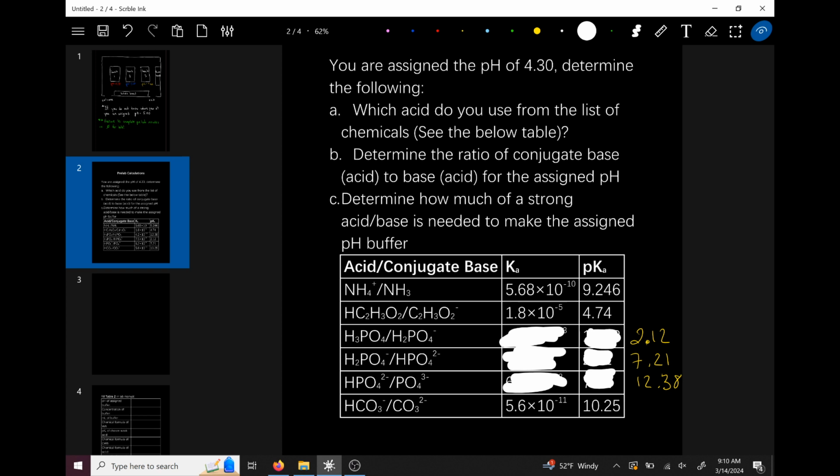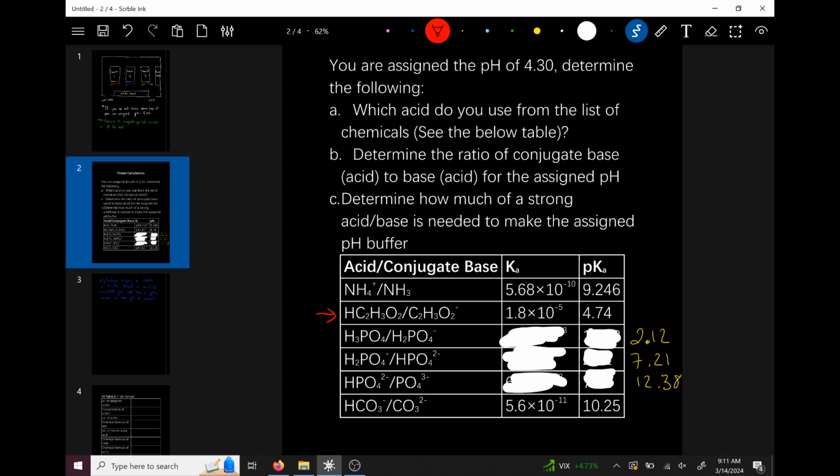Okay. So I'm trying to find a pKa that is really close to 4.30. So really you're looking for the smallest difference, right? 2.12 is still pretty far. 7.21 obviously is really far. 9.246 for the pKa of ammonia and ammonium is really far. But acetic acid and acetate has a pKa of 4.74. That's really close. So I think I'm going to choose this acid conjugate base pair because the pKa is so close to 4.30.